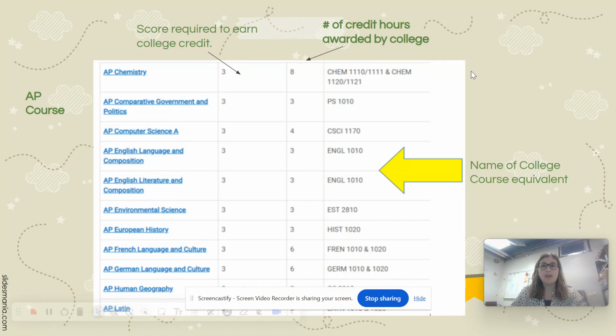This is an example of a course equivalency chart. On the left-hand side, in the blue, you can see the names of AP classes. And the middle left column, you can see the scores from the test that a student would have to earn in order to earn college credit. The middle right column shows the number of credit hours that a college would award. And then on the far right would be the name of the college class. And so it shows you what that equivalency would look like. In class, we had students look at APHG, the score, the credit hours, and then what the name of the college course would be.